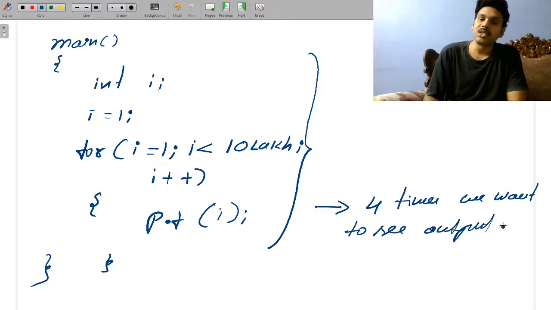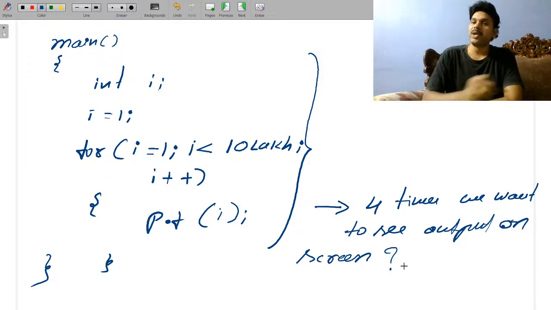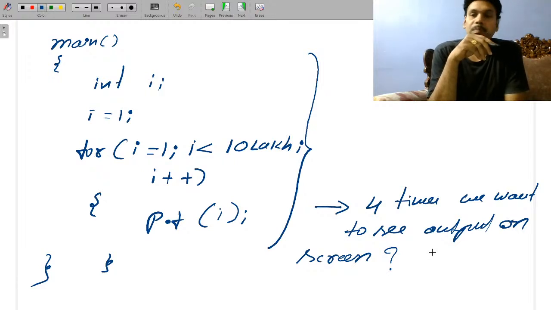Four times you want to see this output on screen or printer, whatever it may be. So how are you going to get this? It's not possible. You will get it only one time. Please understand, friends. All of you who are on live, understand carefully.